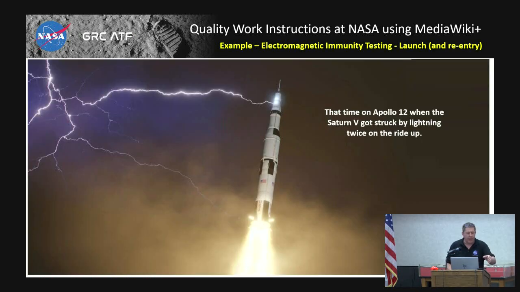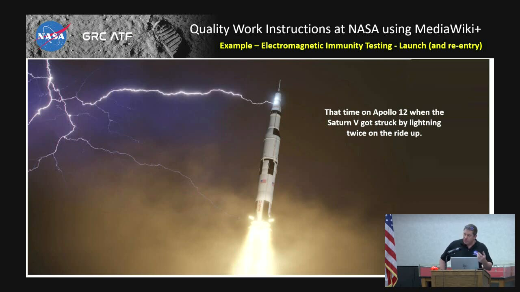So let's do a quick example. Remember that time when Apollo 12 launched and the Saturn V got struck by lightning twice on the ride up? Well, that's an example of an unplanned electromagnetic event in the mission planning.